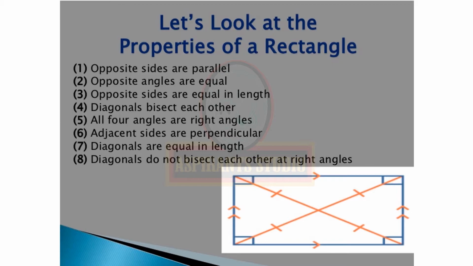Diagonals are equal in length. Diagonals do not bisect each other at right angles.